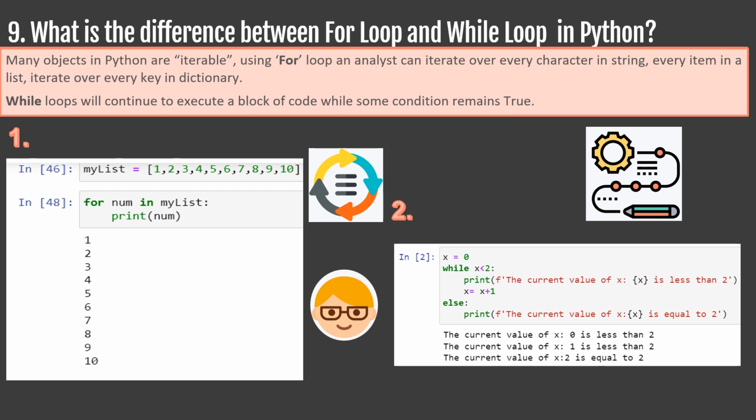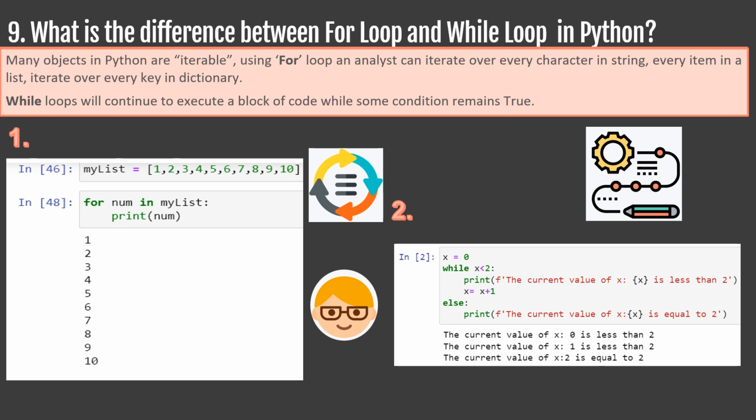In the Python code examples shown above, the for loop iterates over a list, my list, and prints all the values which are there in that list. Next, while. The x variable is assigned the value 0. The while loop starts on the condition x less than 2, which is true, and it keeps on printing the values of x till the time the while condition becomes false, that is x equal to or greater than 2.